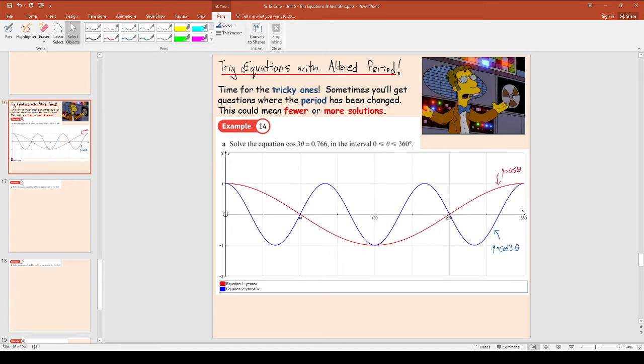the next thing. These are the hardest ones, and it's trig equations with an altered period is your title. Or if you don't want that as a title, you can just put down hard trig equations. That's good as well.